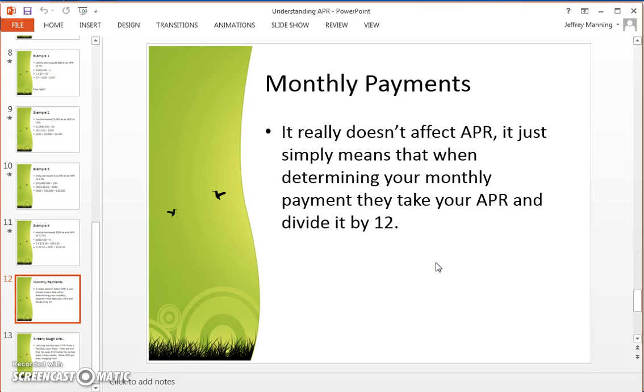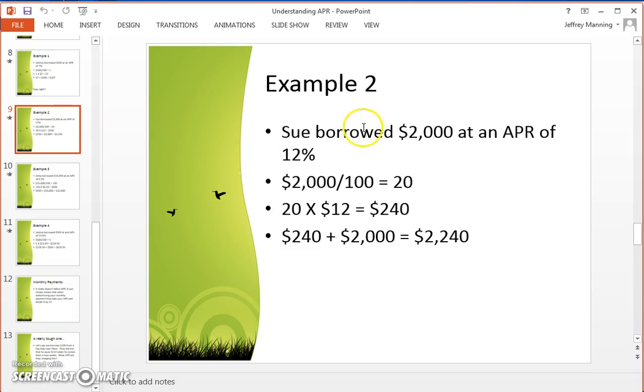Basically, all they're doing is they're taking that amount that you owe the bank and they are dividing it by 12 to break it into months. So like we'll go to Sue's example here one more time. So on Sue's example, we determined that she was going to owe $2,240. All the bank would do is take this number and divide it by 12, and then they would tell Sue, okay, this is what your monthly payment is. And then after 12 months, Sue should have paid $2,240 total.